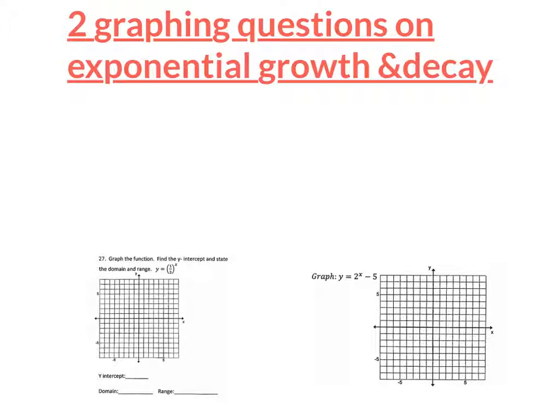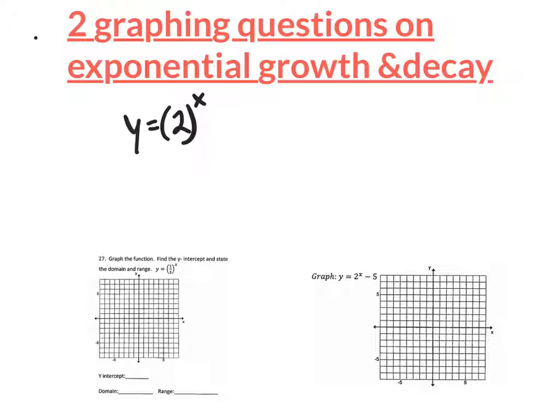So let's do a quick review here. An exponential growth or decay function is when you have a variable as an exponent. So like let's say I had y equals 2 to the x power, okay? Now this is a growth function because the base is greater than 1. If the base is greater than 1, that means it's going to grow from left to right.